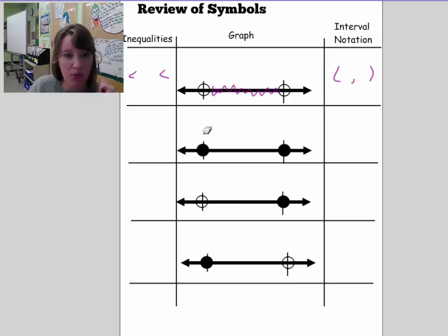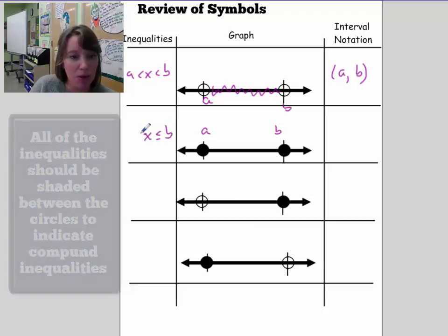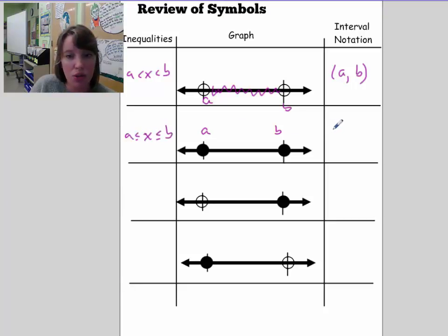So let's actually put some values in here. Let's say that this is A and B, and x is between these numbers. So we would say that A is the lower bound and B is the upper bound. If it's 2 closed circles, this is A and B here, then what we're looking at is x is less than or equal to B, but greater than or equal to A, and you can use square brackets for both parts here.